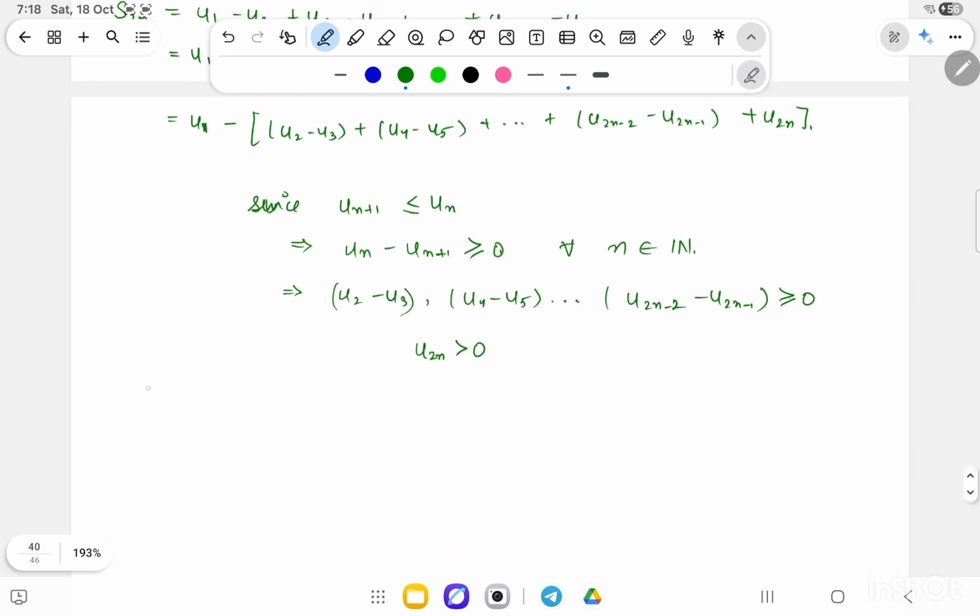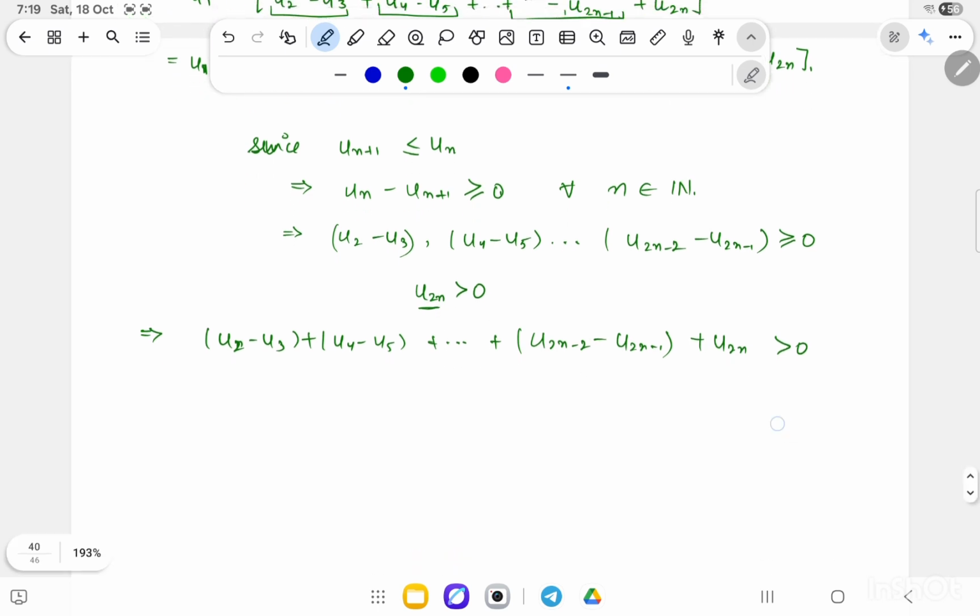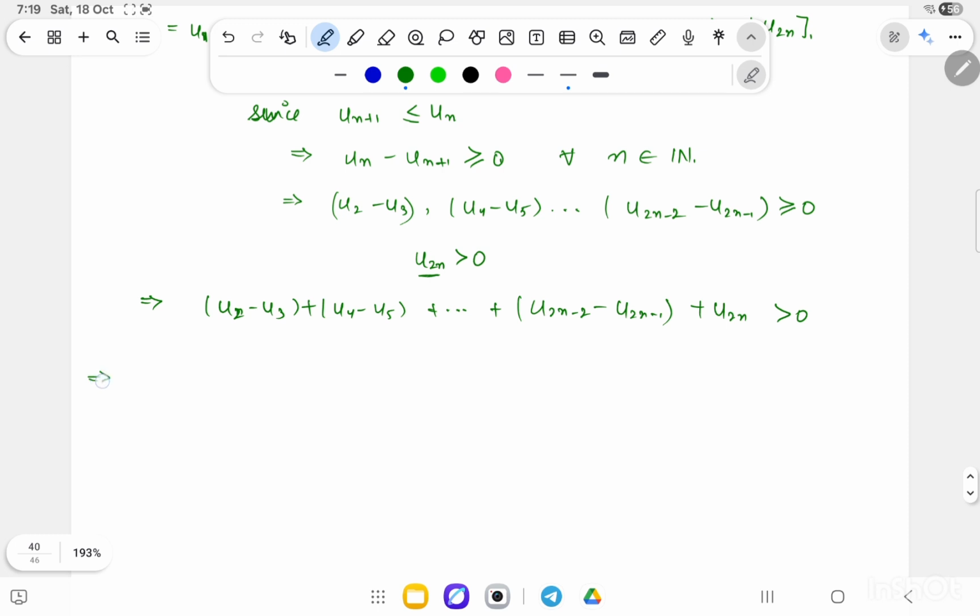So this whole term, that is u2 minus u3 plus u4 minus u5 up till u2n minus 2 minus u2n minus 1 plus u2n, this term will be strictly greater than 0. Even if these terms turn out to be 0, this un term is strictly positive, so the sum of all these terms will be strictly positive. So from here we can conclude that our s2n is less than or equal to u1, and it holds for all n belonging to natural numbers.